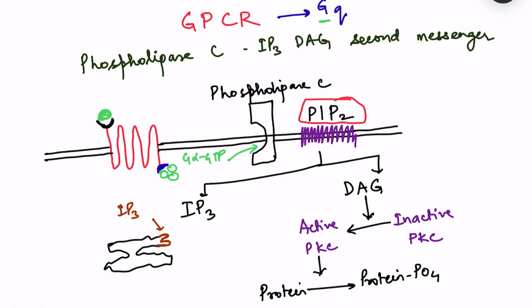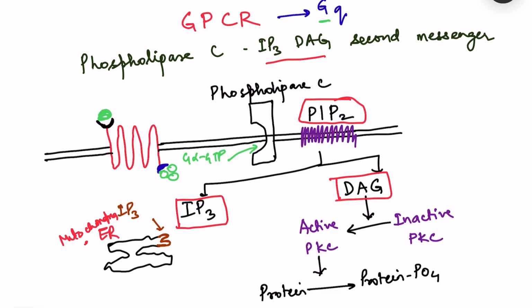Phospholipase C breaks down phosphatidyl inositol biphosphate into two chemicals, that is inositol triphosphate IP3 and diacylglycerol. Both of these act as second messengers, hence the name phospholipase C IP3-DAG second messenger system. Now this IP3 binds to IP3 receptors which are present in the endoplasmic reticulum and also in the mitochondria. Okay, IP3 receptors are present in these two organelles.